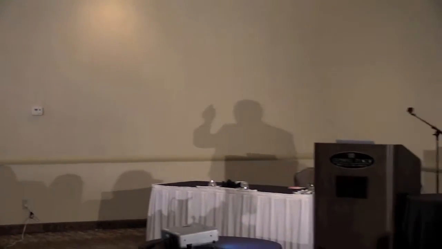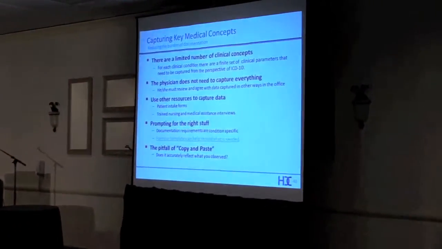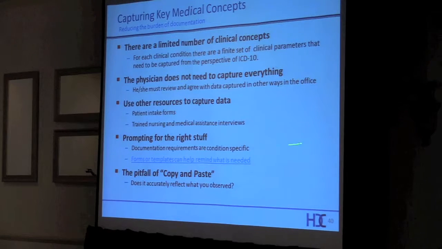But there are a limited number of concepts. There are 1,700 codes for fracture of the radius, but there are only 50 concepts in those 1,700 codes. The physician doesn't need to capture everything. Use other resources. Have the patient capture as much as they possibly can. They're a free resource. You need to prompt for the right stuff.